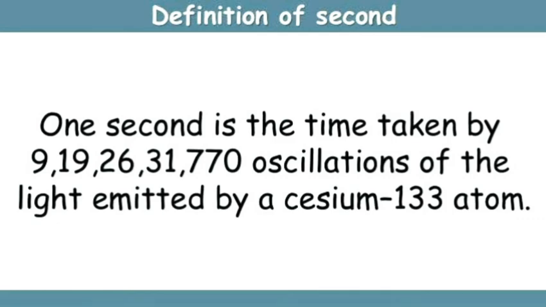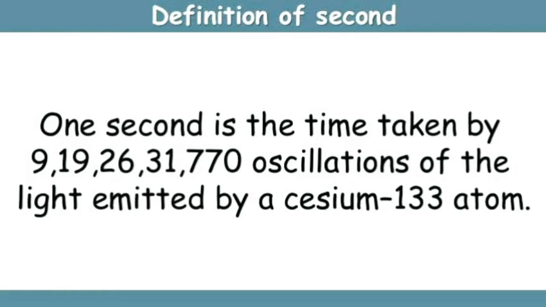Student, as you all know, the second is the third fundamental quantity. So how do we define the second? 1 second is the time taken by 9,19,26,31,770 oscillations of the light emitted by a cesium 133 atom.